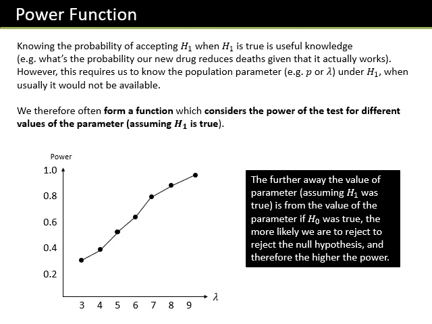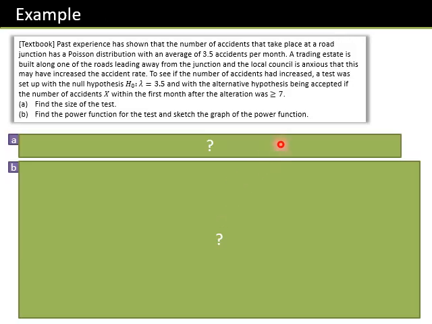So if we just look at an example of what it looks like. I think we might have looked at this example before. It's a slightly different question, but a similar example. We've got a Poisson distribution, 3.5 accidents per month. They're looking at whether a trading estate has had any impact on the number of accidents. So within the first month afterwards, we are going to say that we're going to accept the alternative hypothesis if there's greater than 7.